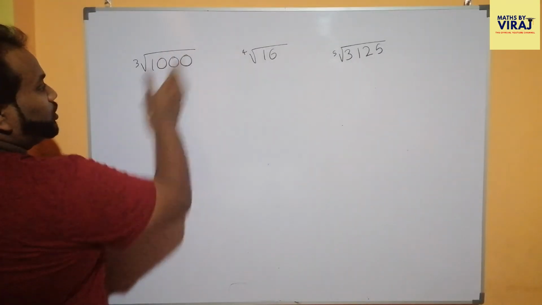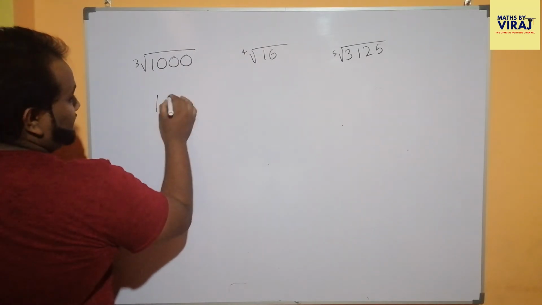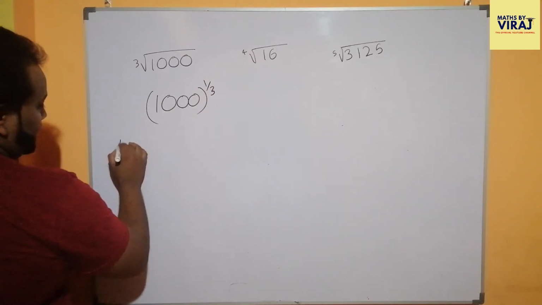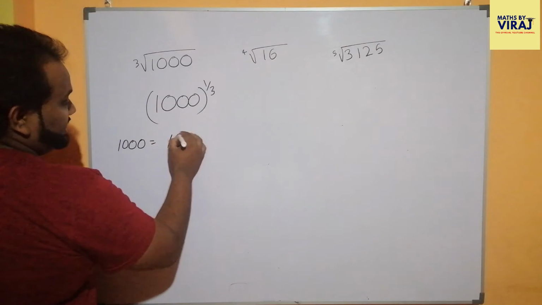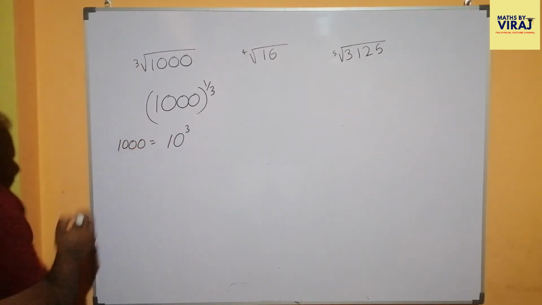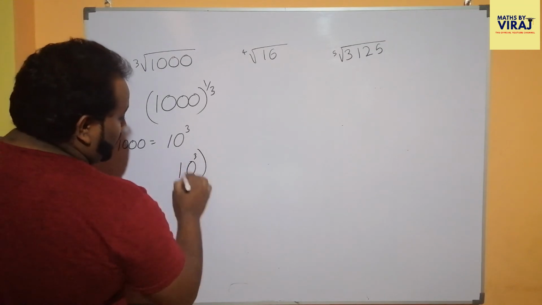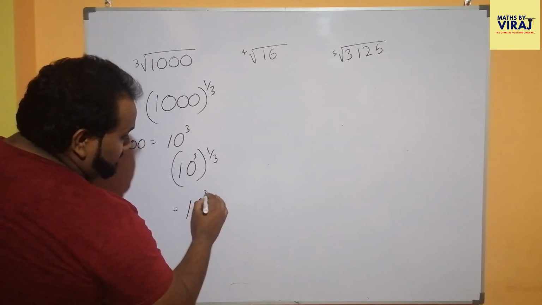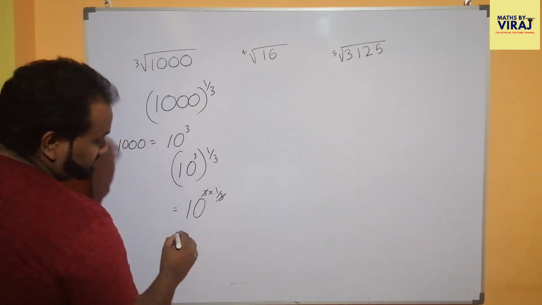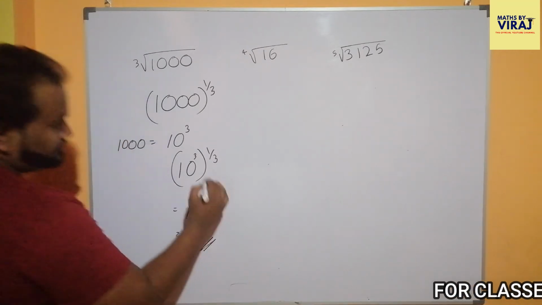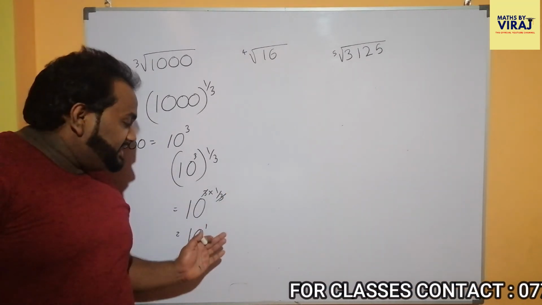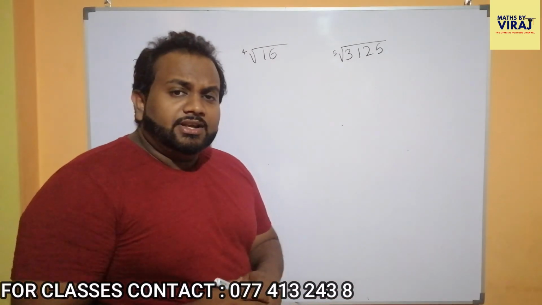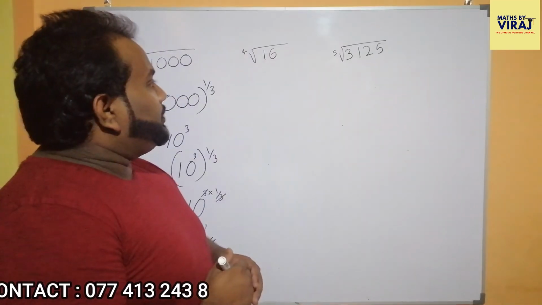Here it's cube root of 1000, which is 1000 to the power 1/3. We know that 1000 can be written as 10 to the power 3. Therefore, 10 to the power 3 whole into the power 1/3. When there's a power to a power, we multiply the two powers, where the answer is 10 to the power 1 or 10. Now children, let's try to see what we are going to get over here.